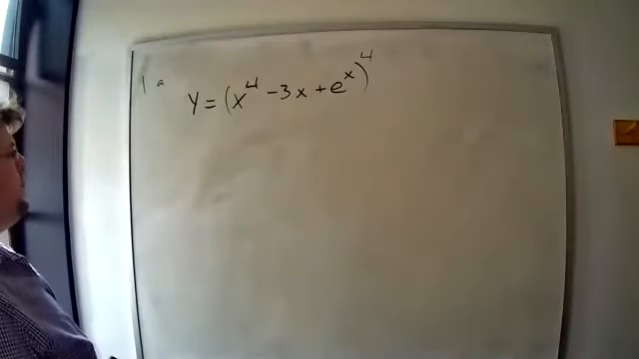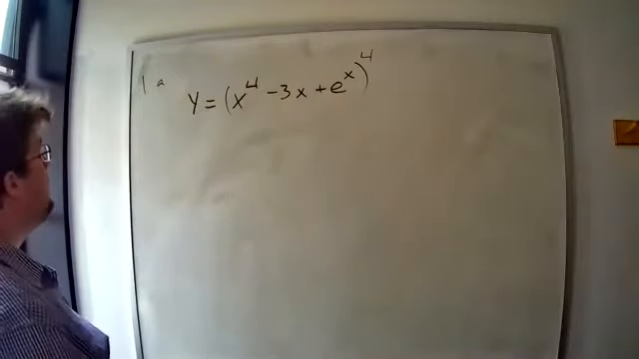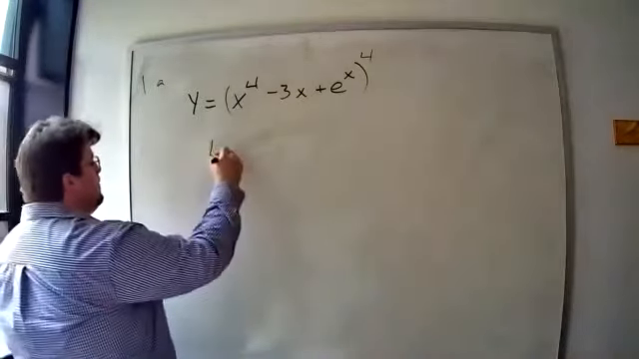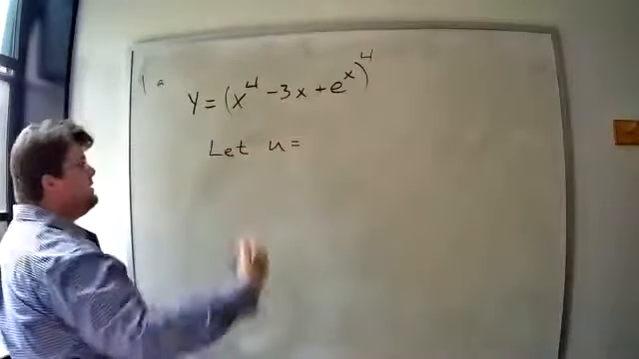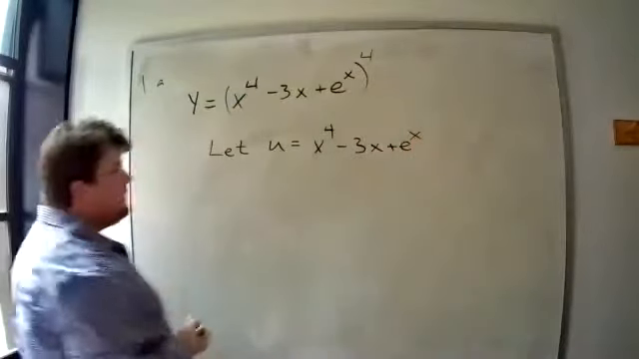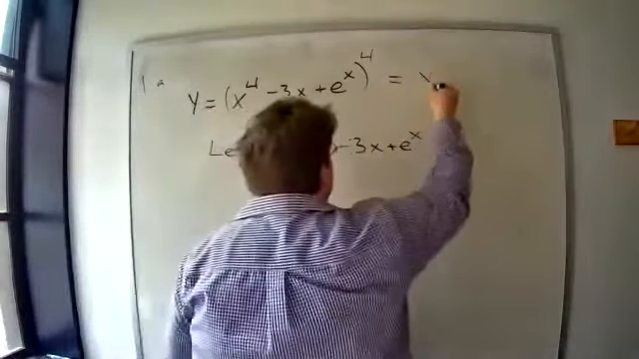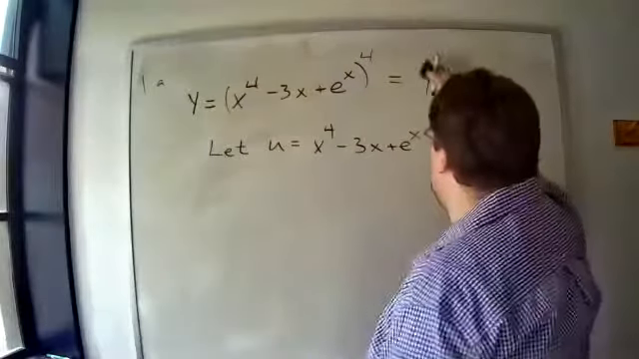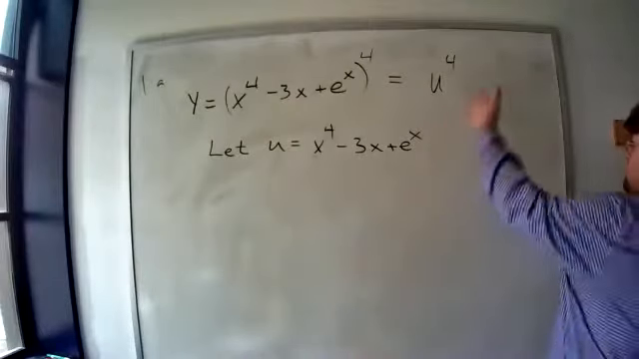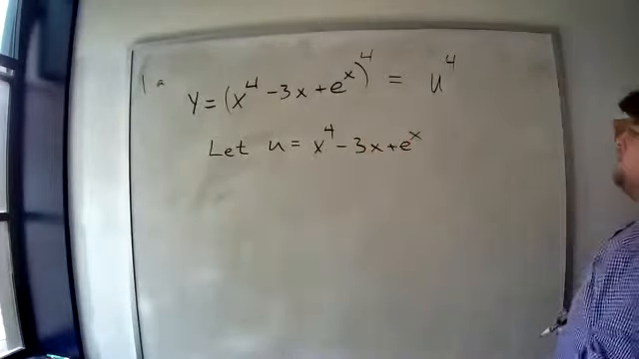So here we want dy/dx, y equals (x to the 4 minus 3x plus e to the x), all raised to the 4th power. So here we have something to the 4th. Well, if we let u be that something we're raising to the 4th, then we can apply the chain rule. Because y now equals u to the 4th, we can find the derivative of y with respect to u using our derivative rules. We can find the derivative of u with respect to x using our derivative rules.